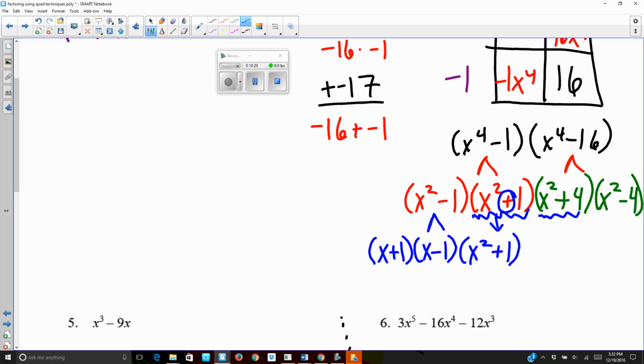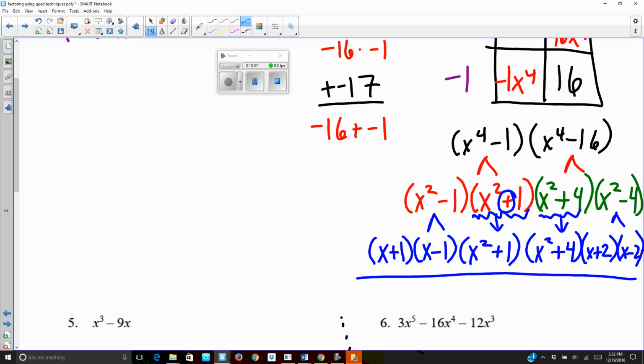Same thing for x squared plus 4. Those are both perfect squares, but because of that plus sign, you cannot factor x squared plus 4. But x squared minus 4, we can. It factors into x plus 2, x minus 2. We have a long answer. That's about as long an answer as you'll ever see in these problems.